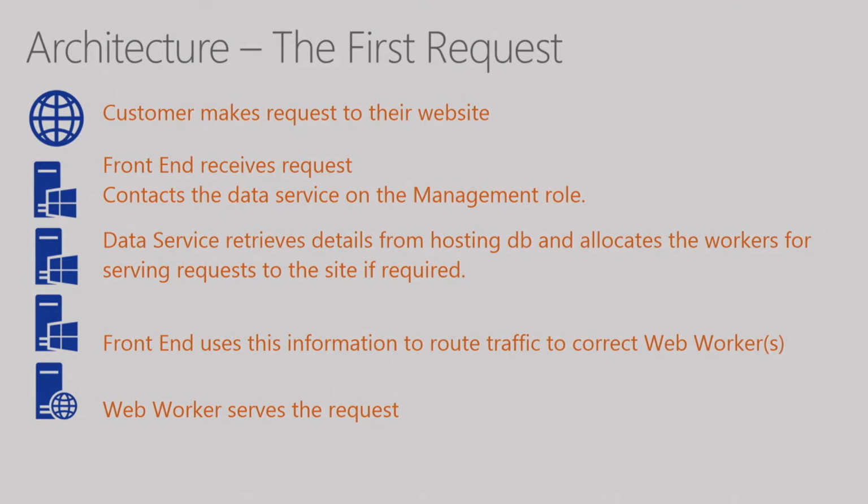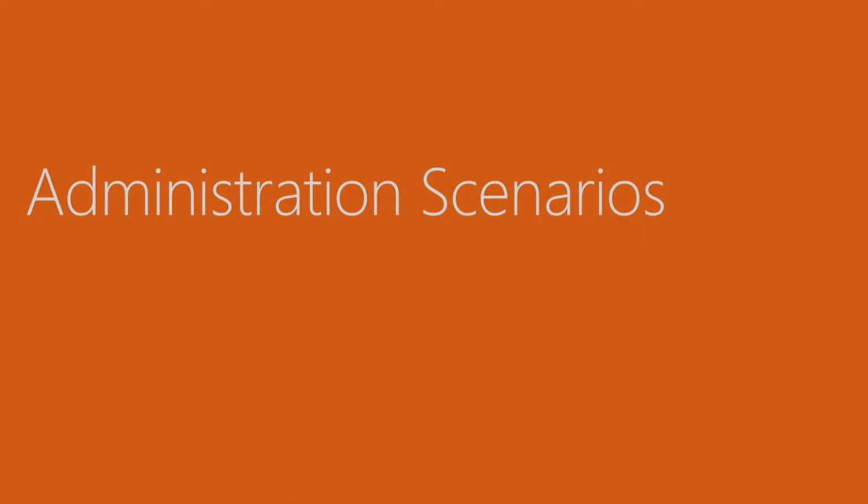Then the first request. The customer makes a request to the website. The front end receives the request. We contact the data service, which is running on the management role. And then the data service retrieves those details from our hosting database. So it's all dynamically provisioning and allocates the workers for serving requests to the site as required. If there's already been requests, those workers are already allocated, so unless those workers are unhealthy, it wouldn't reallocate the workload to other servers. The front end uses this information to route the traffic, and then the web worker serves the request. And that's a very simplistic but a great overview of how we go from site creation to first request.